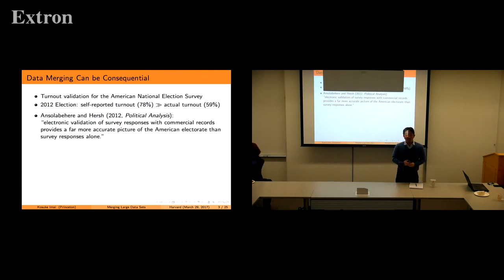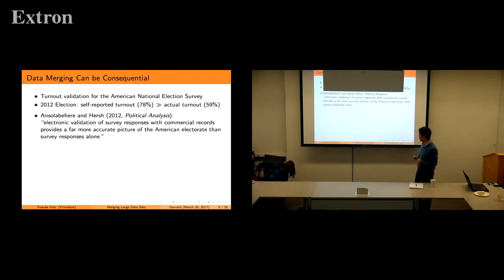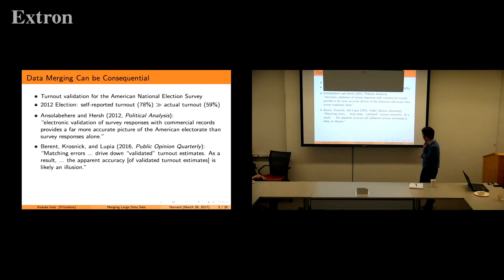Some people think that the electronic validation of the survey response, by merging the survey with the voter files, would be the way to go. You don't want to rely on self-reports because people may lie. They may say they voted even if they didn't. Some other people say that in this matching process, there are lots of errors, and the validated turnout looks more accurate, even though it may not be.